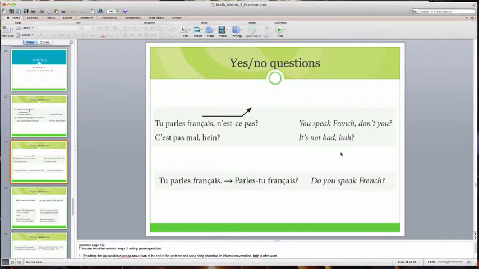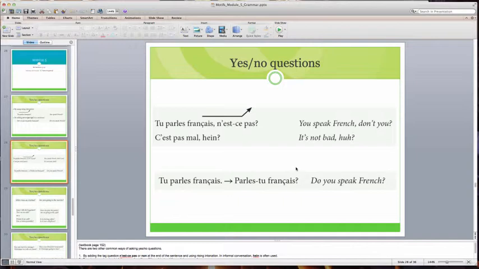The other one you can do is the huh at the end of the sentence. C'est pas mal, hein? It's not bad, huh? Same way. They both are the same in English and French.